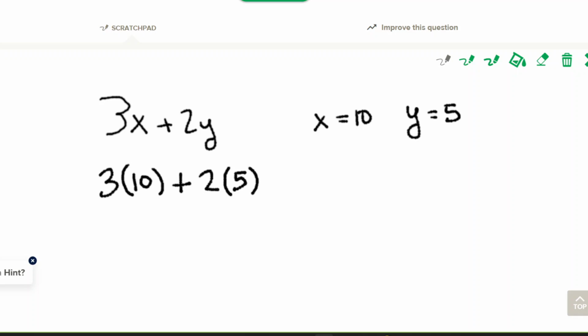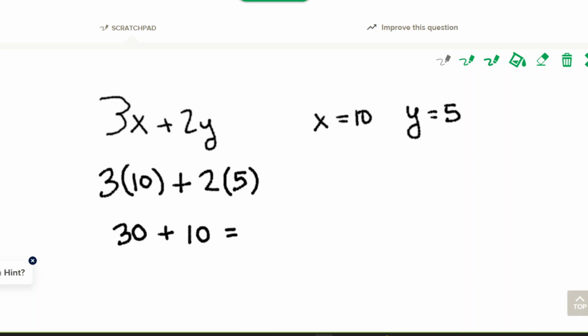And remember your order of operations. You always do multiplication before addition. So from left to right, the first thing I see is 3 times 10. So that's 30. Then I'm not doing the addition yet, because we still have this 2 times 5 in the next term. 2 times 5 is 10.